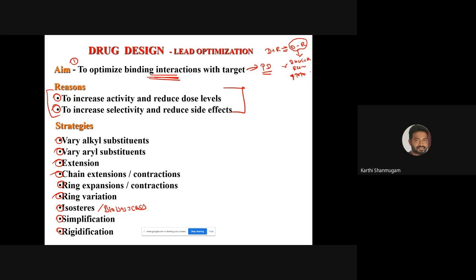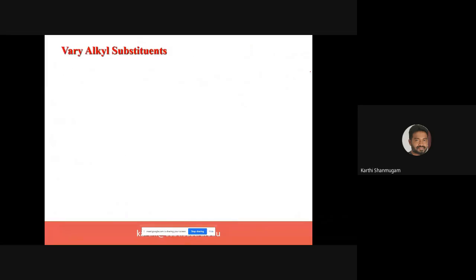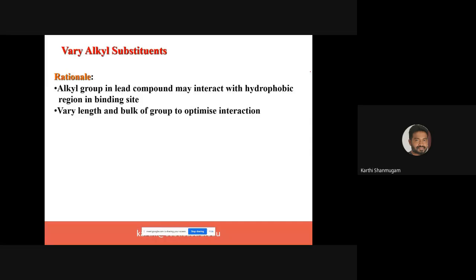Okay, that's the idea. So let's see an example for each one. What is meant by varying alkyl substituents? So let me tell what is meant by alkyl. In organic chemistry, alkyl refers to compounds which are made up of only carbon and hydrogen. Those are called alkyl groups.